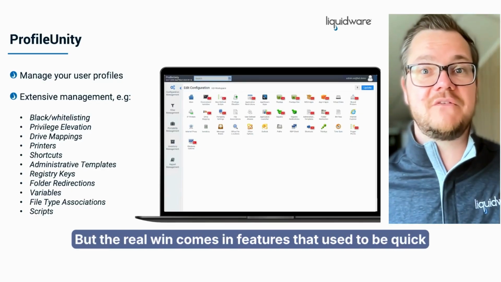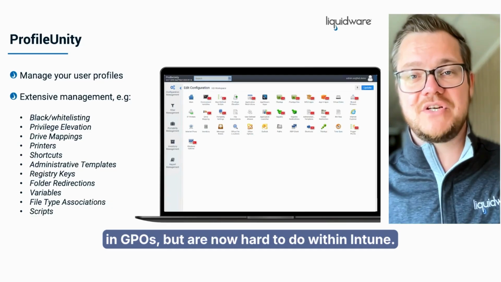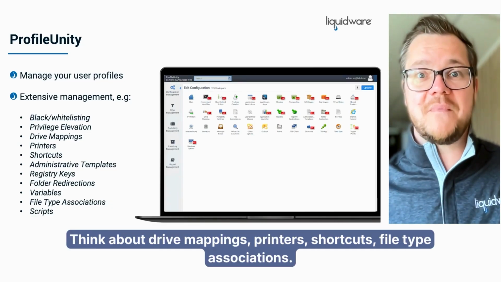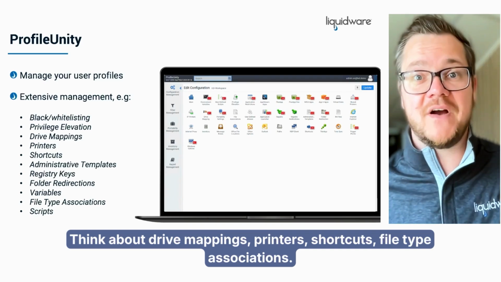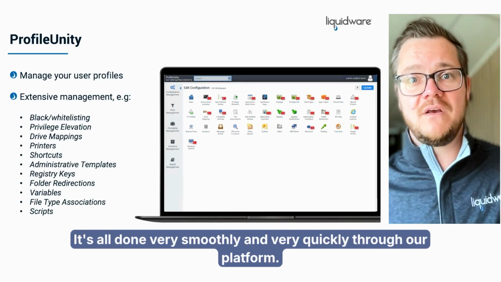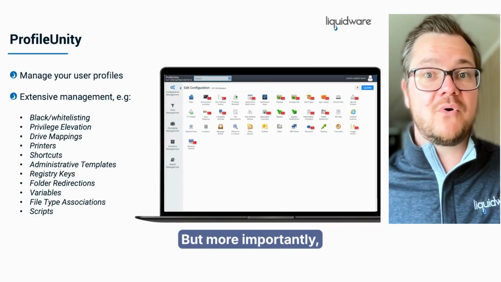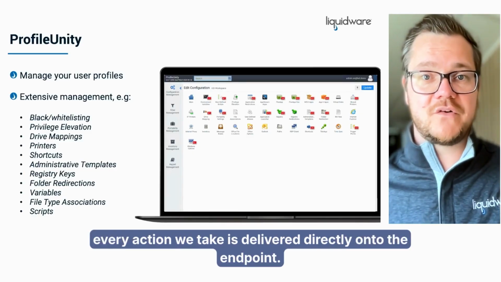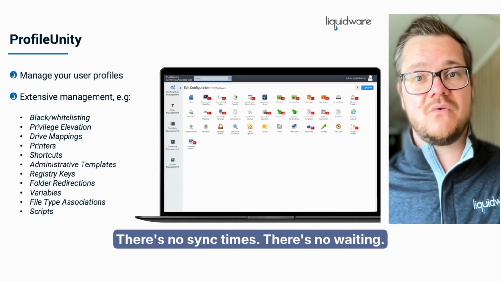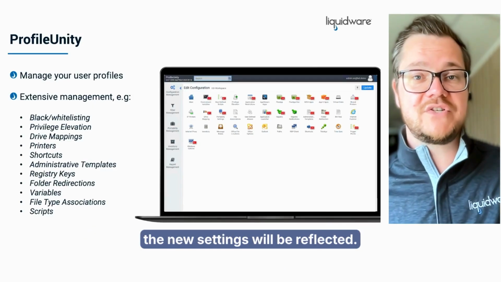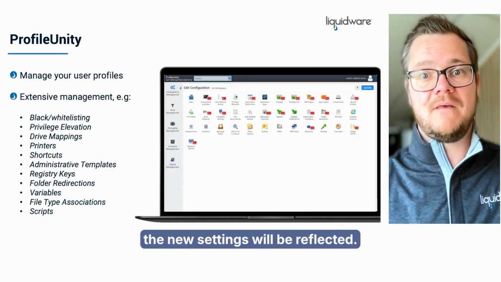But the real win comes in features that used to be quick in GPOs, but are now hard to do within Intune. Think about drive mappings, printers, shortcuts, file type associations. It's all done very smoothly and very quickly through our platform. But more importantly, every action we take is delivered directly onto the endpoint. There's no sync times, there's no waiting. As soon as you log on or refresh your environment, the new settings will be reflected.